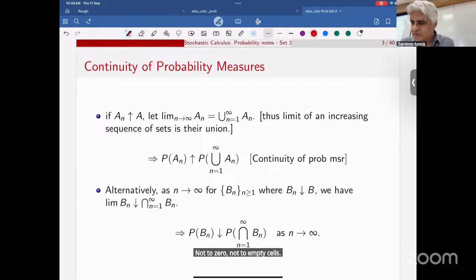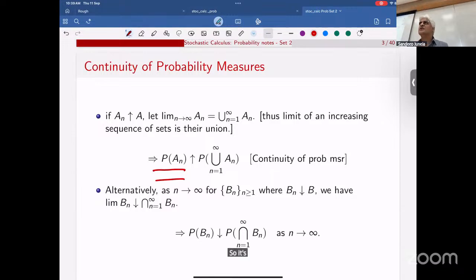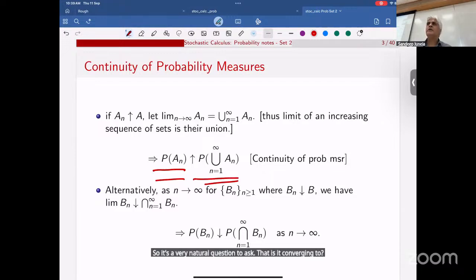All right. So the point is when we do this, then P of A_n is also a non-decreasing sequence of numbers. So it's a very natural question to ask: is it converging to P of the limit? Is it always converging to P of the limit?